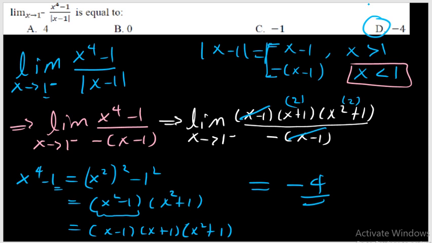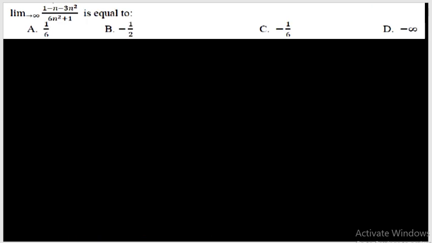Let us proceed to the next question. Again, the next question, it is a limit at infinity. It is a sequence limit at infinity.